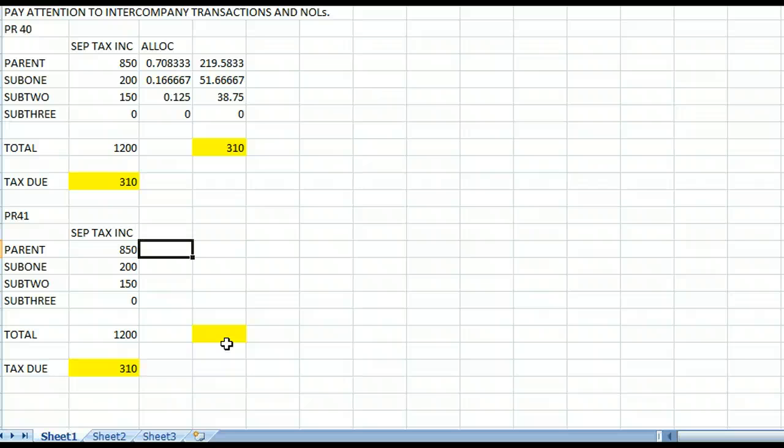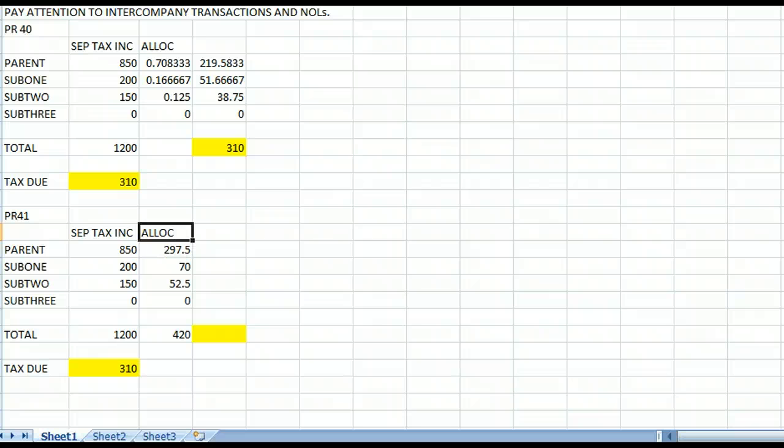What we have to do here, though, is first compute what the tax liability would be for the individually, separately reported entities. So we're going to take this $850 and multiply that times the tax rate, which it said was assume a 35% marginal tax rate. We're going to do the 200 times the 0.35, the 150 times the 0.35, and the 0 times the 0.35, which we know will be 0. Let's sum those together. Okay, and that gives us $420 based on allocations.